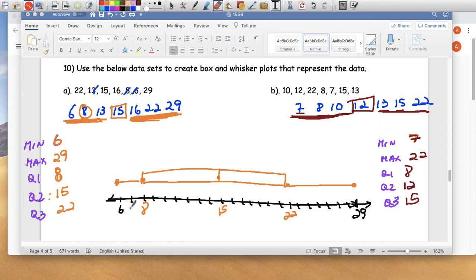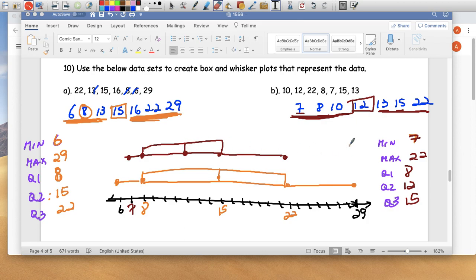So 7, I'll put it right here. I need a 22, which is the max, so it's going to be right here. I need an 8. I need a 12, 1, 2, 8, 9, 10, 11, 12. And I need a 15. Okay, here's my whisker, and here's my box.